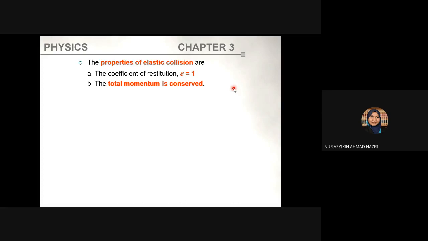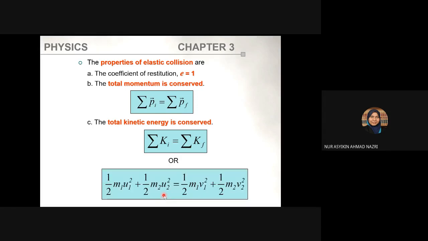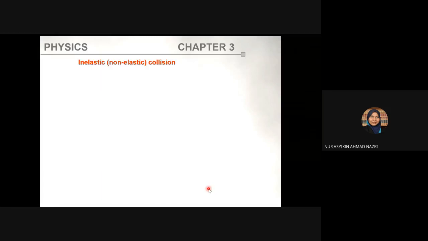Okay, alright. The total momentum is conserved. Okay, the total kinetic energy is conserved. Okay, so means that for elastic, to solve the elastic collision problem, we can use these two principles. Okay, so if you want to find the initial velocity or final velocity, then you can apply these two equations, right? Because we can expand the kinetic energy, then we get this. So this part is for initial, this part for final kinetic energy.